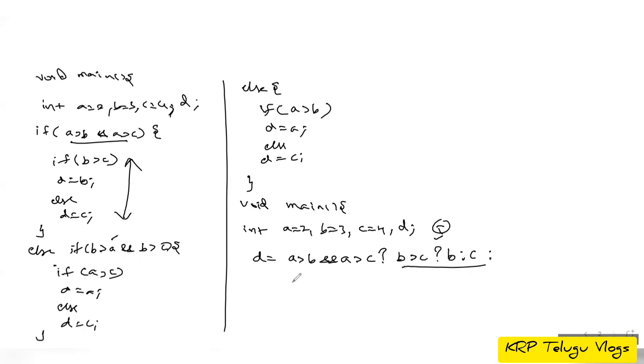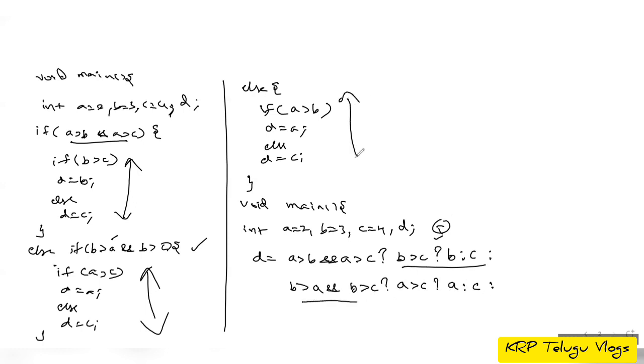Now b greater than a and b greater than c. If this is true, what will it do? It will perform this one: a greater than c, a or c. If this is false, what will it do? It will perform this one. So this is the true part for this one. What is the false part? The false part is a greater than b, a or b.